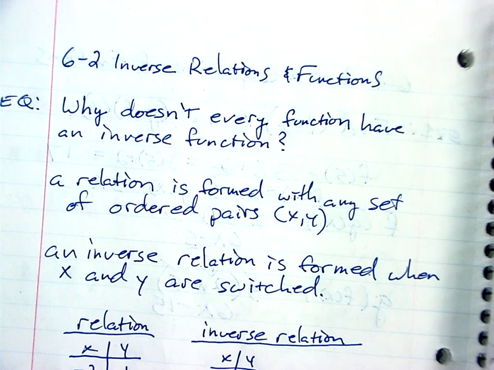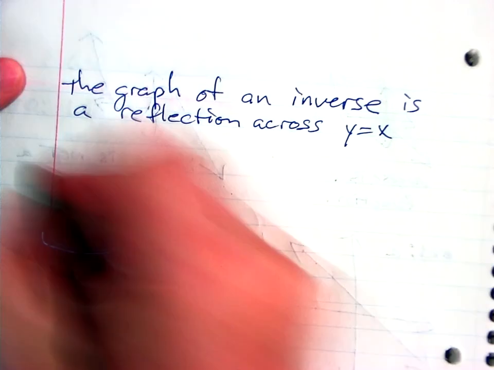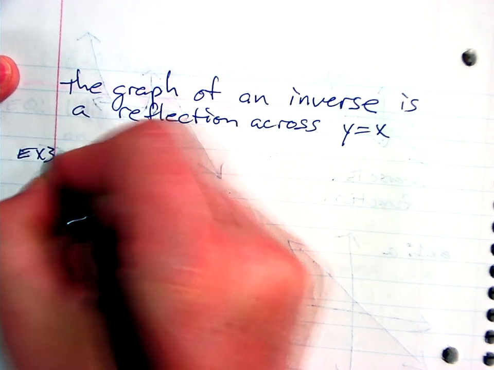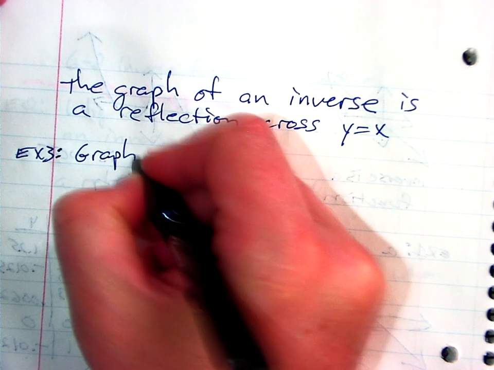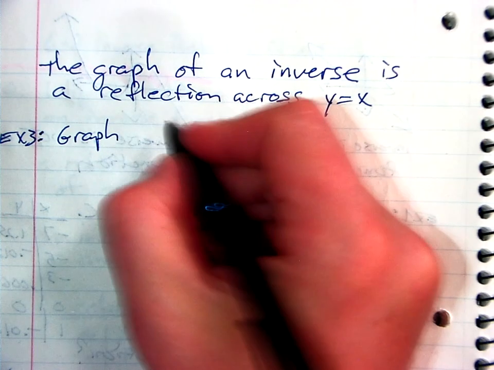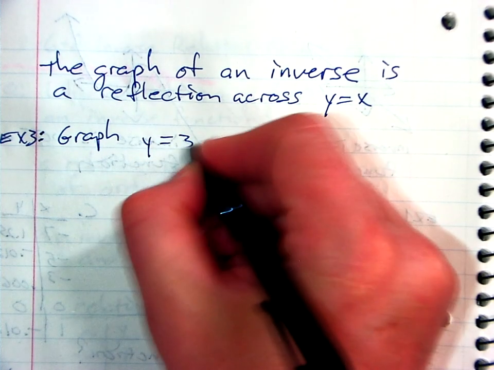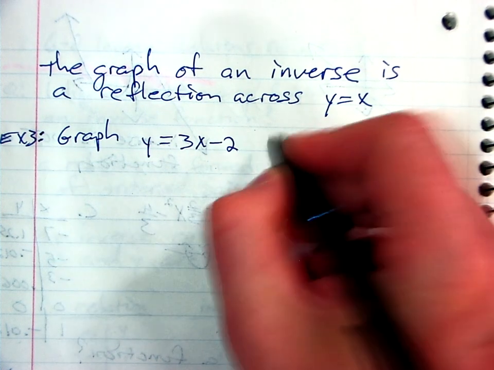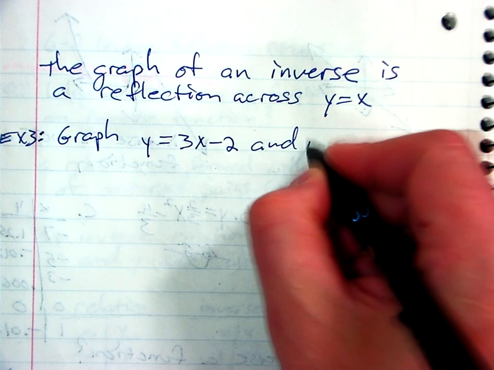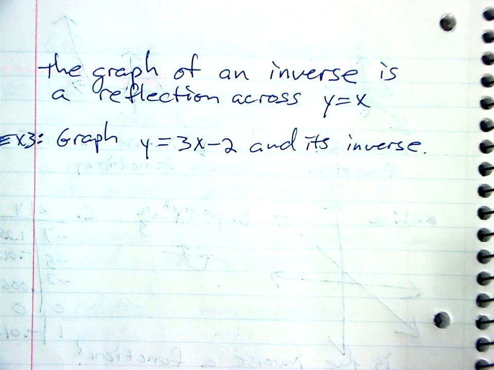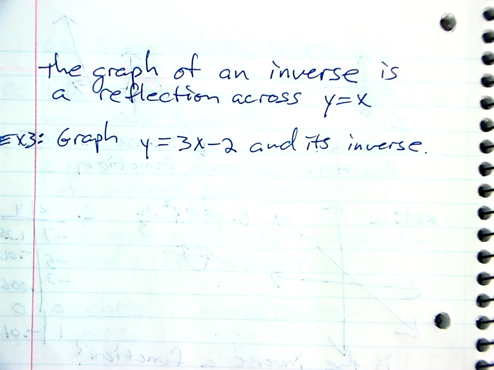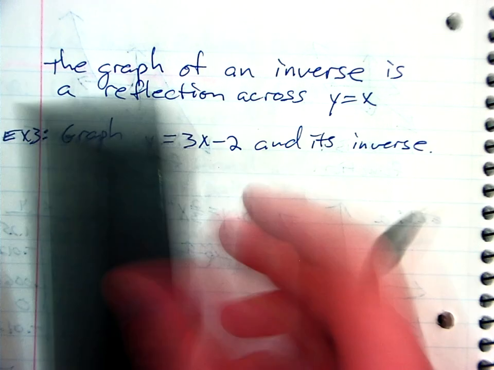All right, we are on example 3. Example 3. Graph y equals 3x minus 2 and its inverse. First thing we need in order to graph is a graph. So let's draw a graph, please.